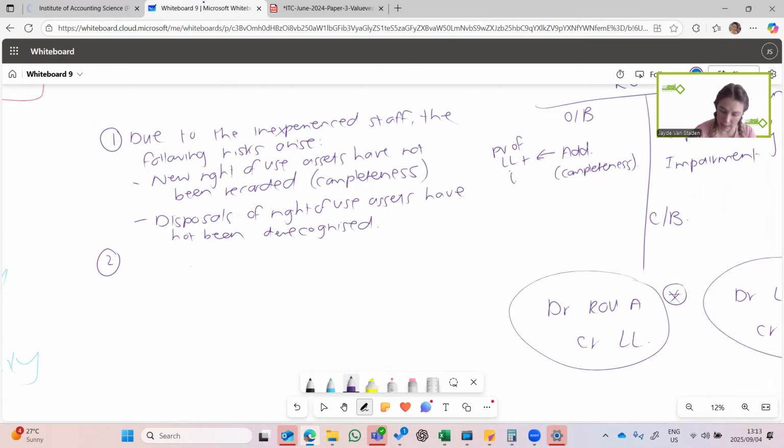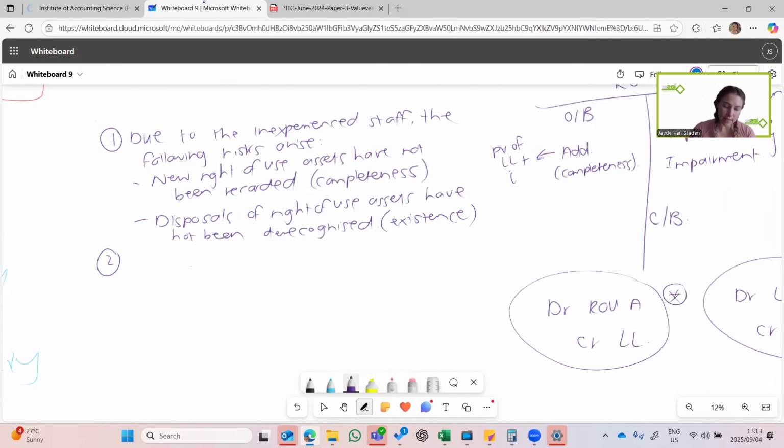Okay, so now we can link that to existence because if it hasn't been de-recognized, but it should have been de-recognized, essentially it doesn't exist. We don't have that right of use asset anymore. Okay, you could even link it to rights. We no longer have the rights to it, so it shouldn't be there. Okay, so these things can affect more than one assertion. That's also important to keep in mind.